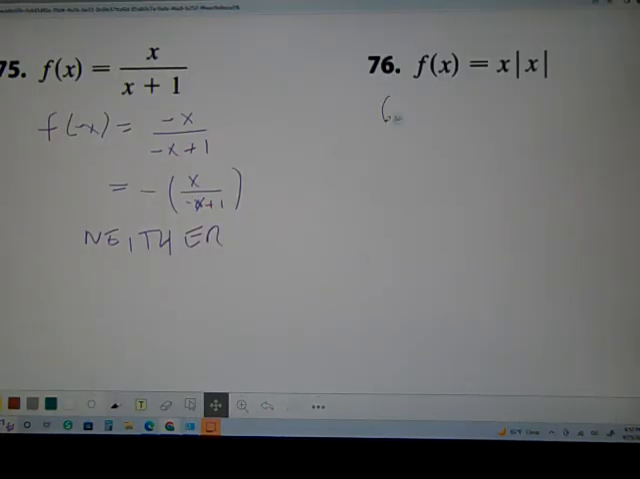The last one's a little tricky. So I do negative x, and I get negative x times the absolute value of negative x. And here you just got to realize that we don't care what the absolute value of this is, right? No matter what happens, it's going to be a positive. So I can just go back to this. I can pull out the negative sign, and it's right there. So I know that this stuff right here is originally f of x, thus odd.